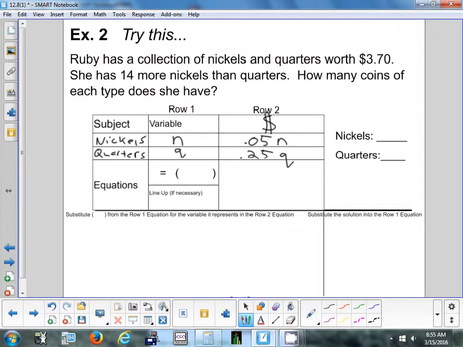The second column is for the money. Which sentence here has the money in it, the first or the second? If you read that word problem, which equation has the one about the value, how much the coins are worth? The first one. I'm going to come back to that one. That's going to go in row 2, the one about the value of what they're worth. Row 1 is for the number of coins.